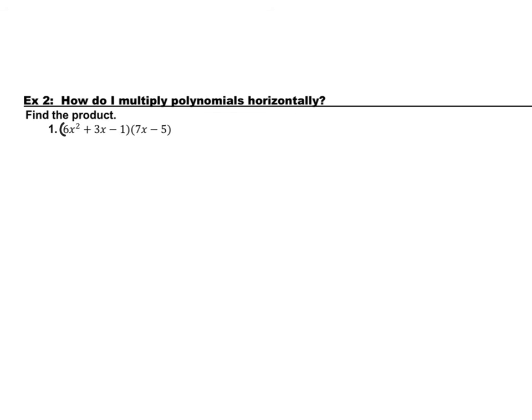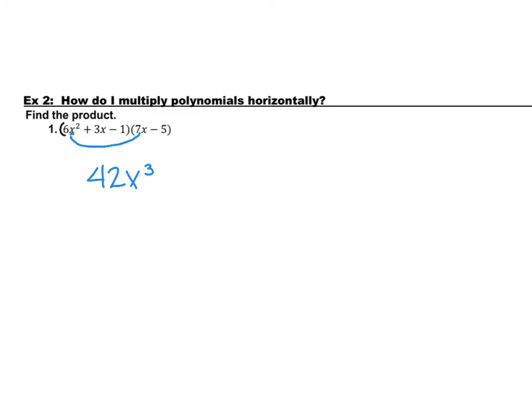All right, so how do I multiply polynomials horizontally? Regardless of whether you're using a table or multiplying horizontally, you are taking the first term in your parentheses and multiplying it by the second. So each part is going to get multiplied, or distributed, to the next expression. So I'm going to take 6x squared times 7x, and that's going to give me 42x to the third.